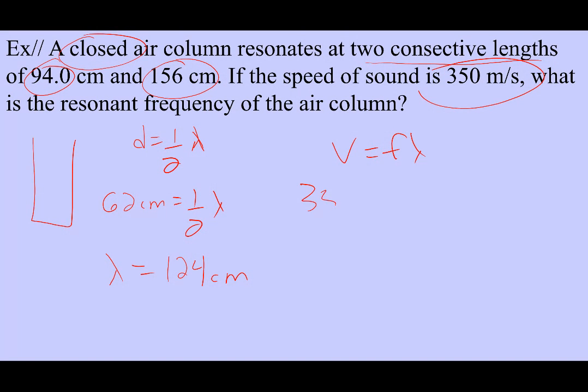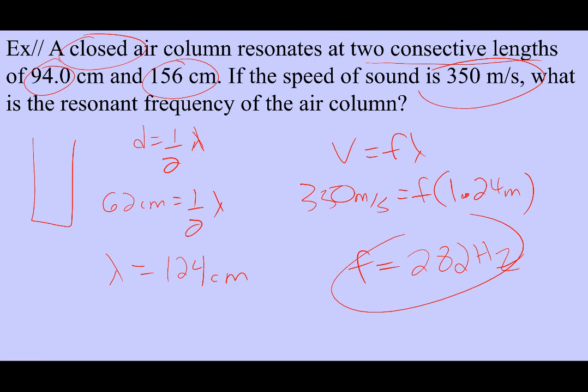It gives me the speed of sound again, says find the frequency, v equals f lambda. The speed is 350. Frequency is what we want to find, and I'm going to change the wavelength to meters because I need to. The speed is already in meters per second, so 1.24 meters. Frequency will just be 350 divided by 1.24. I'm doing that in my calculator because I can't do that in my head. And it says that it's 282 hertz.